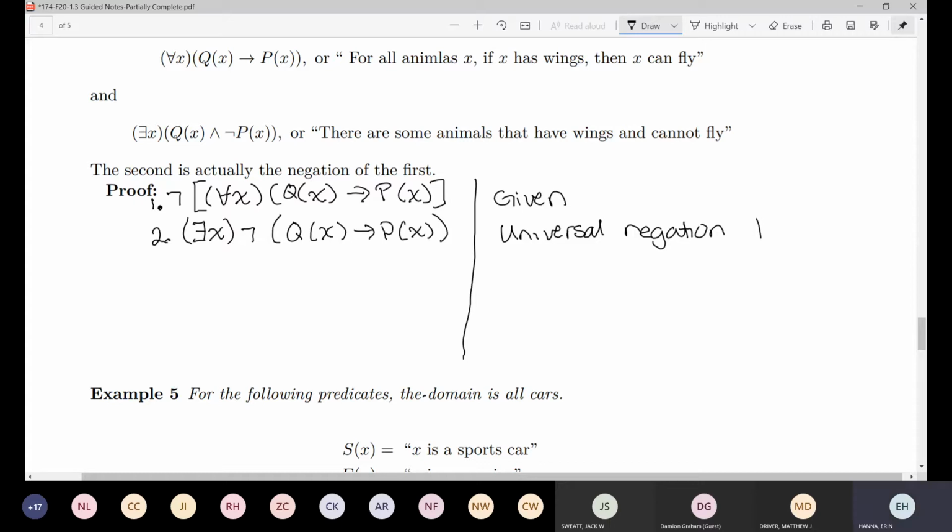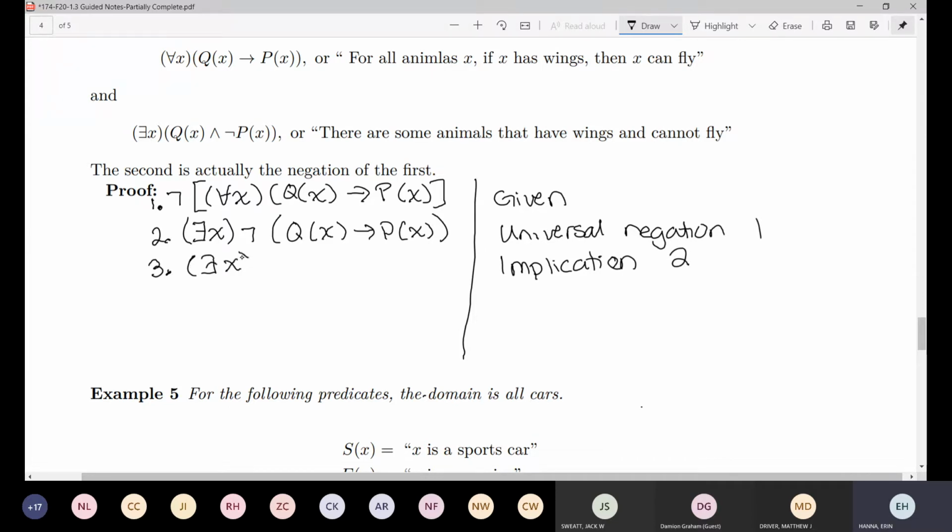Now, again, this is where we don't want to leave that not outside of that implication, but we can't just push it through. We have no rule that says how to negate an implication. So we actually need to change this implication into an or statement, using the implication rule. So we're going to use implication on 2.